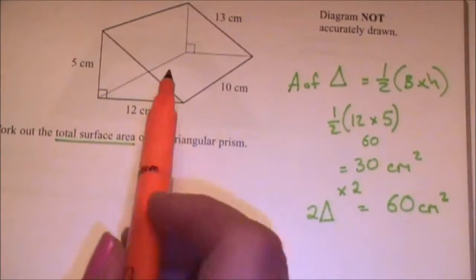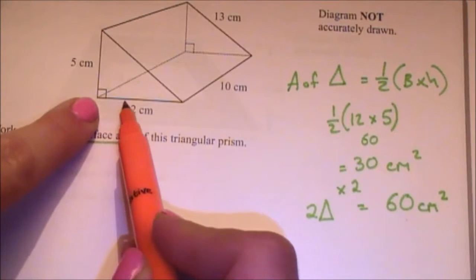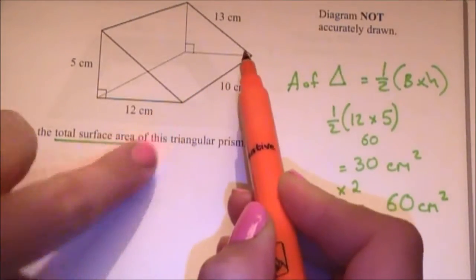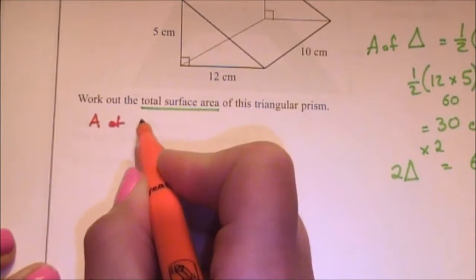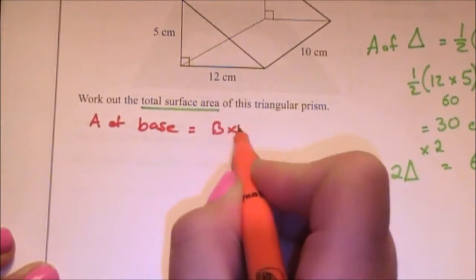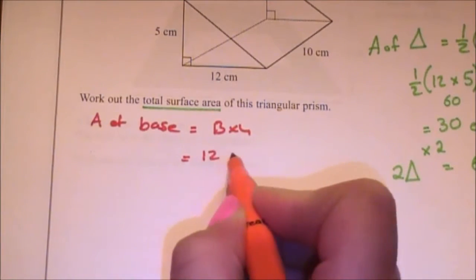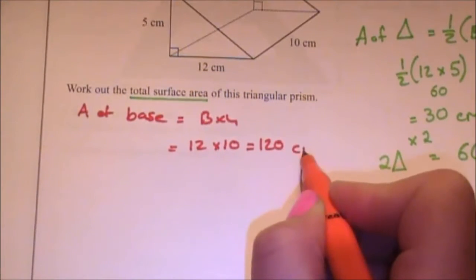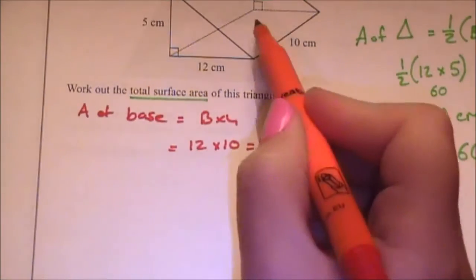So the first one I'll do is the bottom one here, and if you look, that is a rectangle which has 1 dimension of 12 and 1 dimension of 10. So I'm going to call that area of the base equals base times height, or length times width, or whatever you want to do, but it's 12 times by 10, which is 120, and it's area, so it's centimetres squared. So that's that face done.